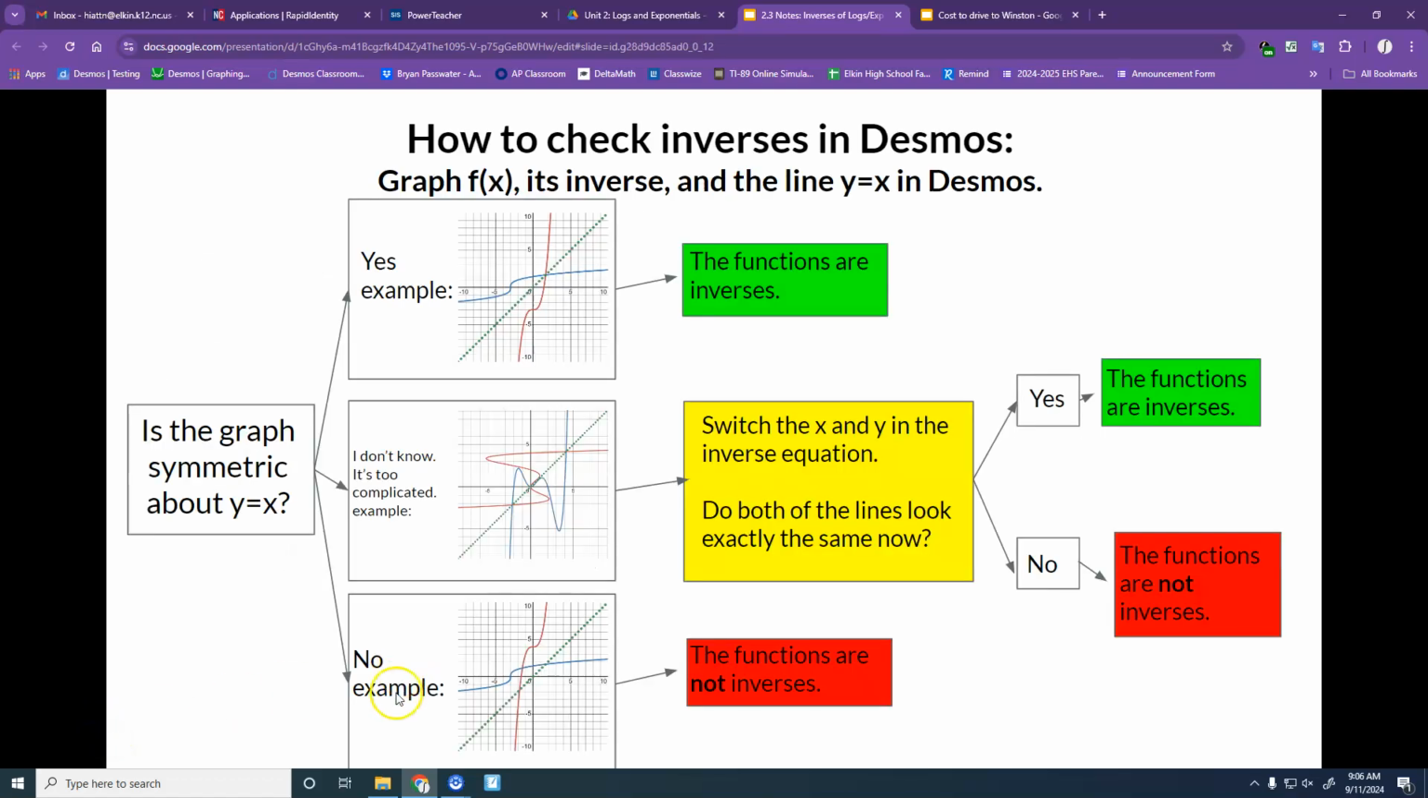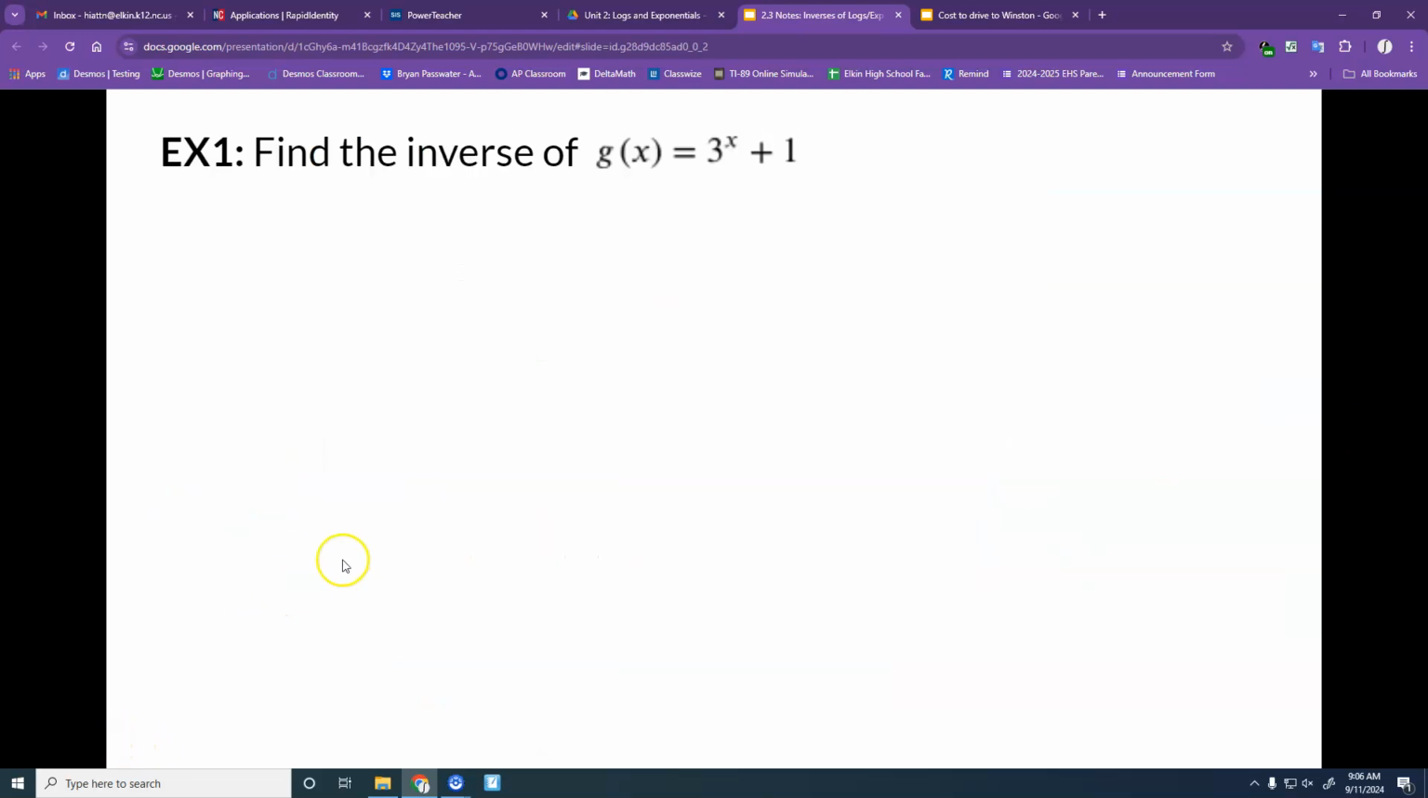So, this is just a chart on checking for Desmos, giving you some examples here. This part right here, there is one more way you can check, but it confused people last year, so I think I'm going to leave that out. So we'll just stick to what we have been doing.